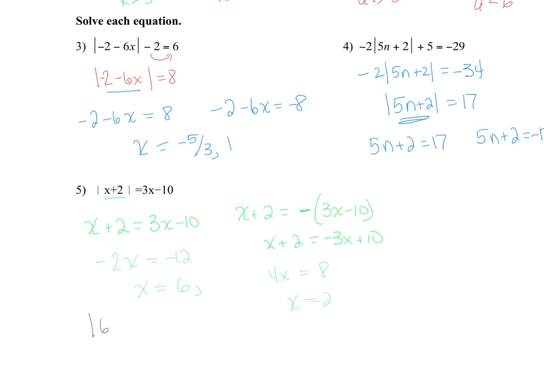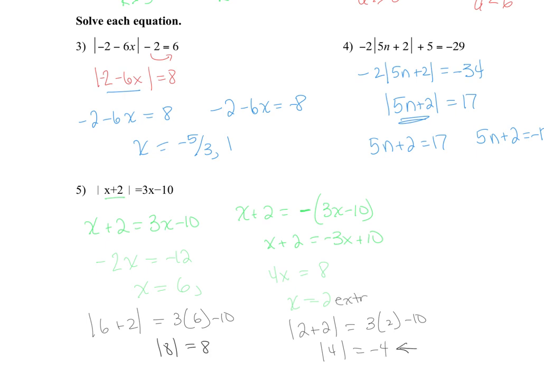If I plug in a 6, 6 plus 2 equals 3 times 6 minus 10, so I get the absolute value of 8 equals 8. If I plug in a 2, I get 2 plus 2 equals 3 times 2 minus 10. I get the absolute value of 4 equals -4. That is not true. And so this is extraneous, and this is my only solution.